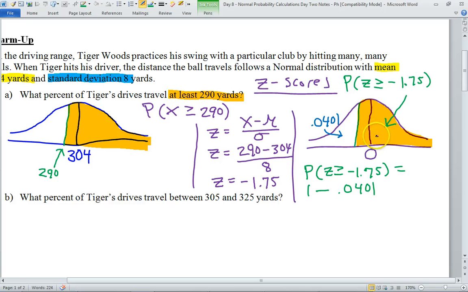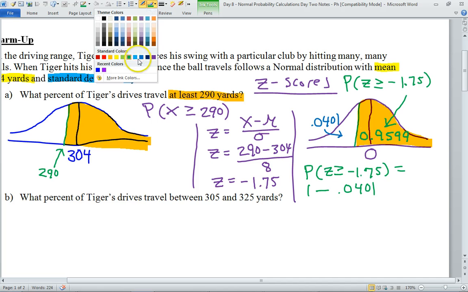So that tells me that this is 0.9599. I don't think you can see that very well. Let me try again. Let me try a different color.